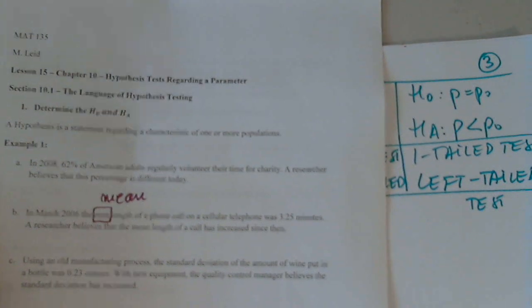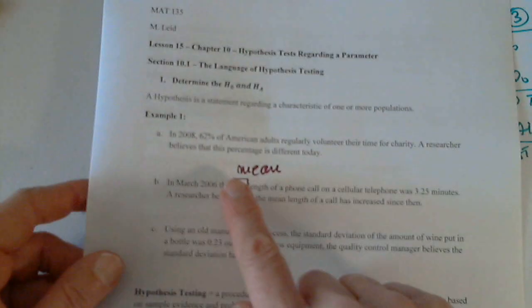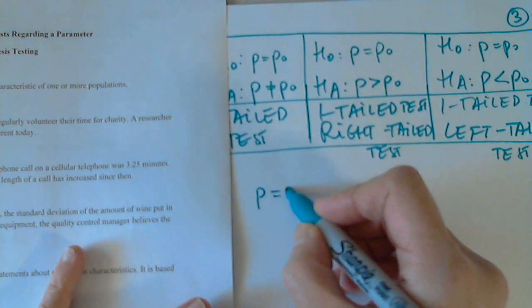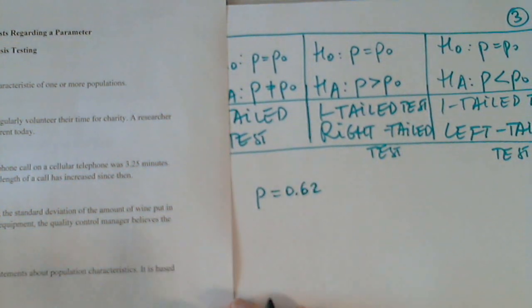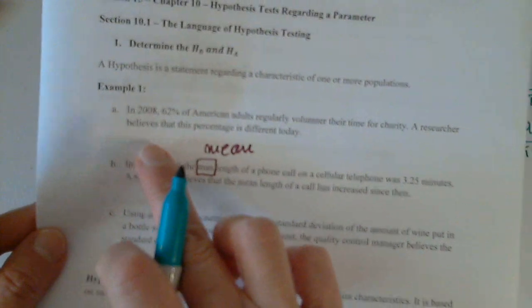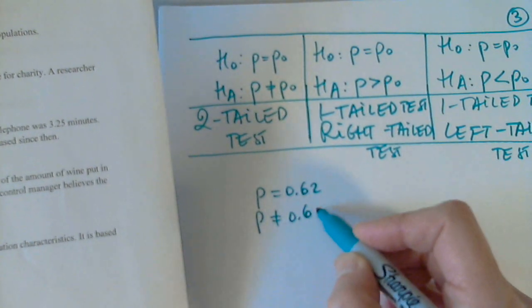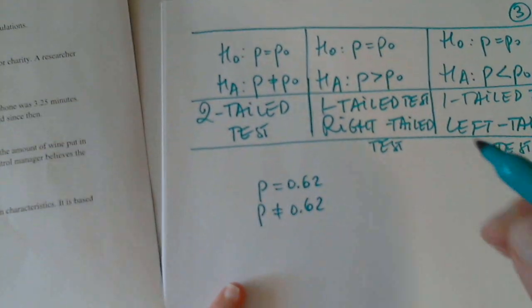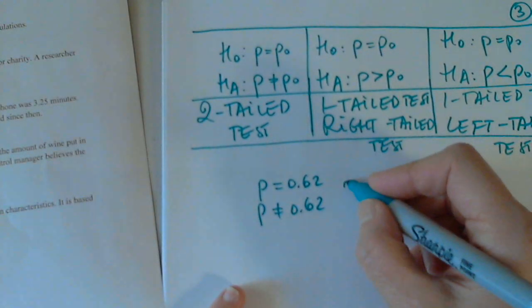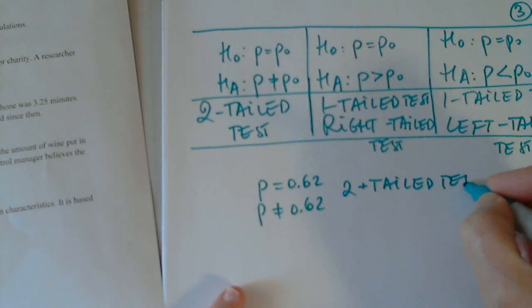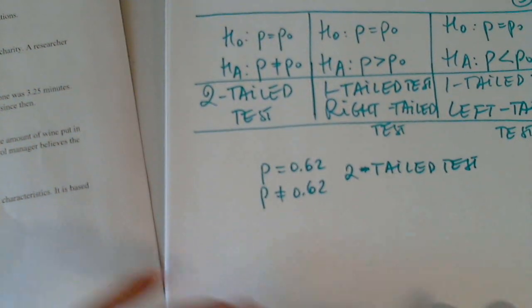Back to example 1. In example 1, we have P equals 0.62, and he believes that the percentage is different. We already wrote this. All I would like to add here is this is a two-tailed test.